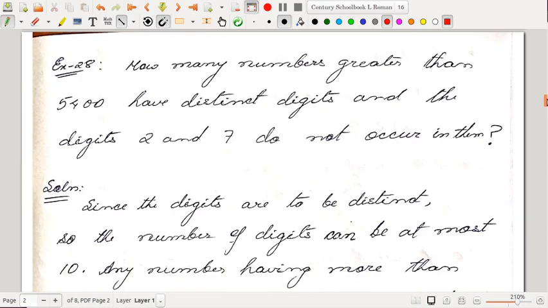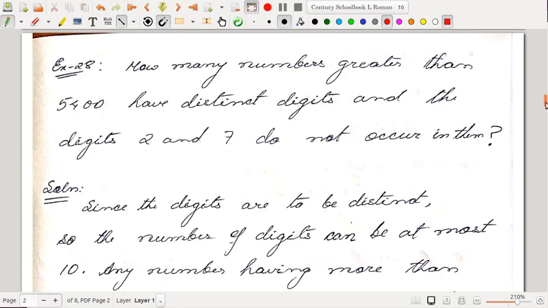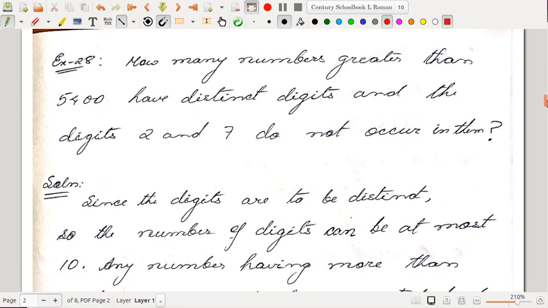And another important problem that I told you, it's exercise 28. How many numbers greater than 5400 have distinct digits and the digits 2 and 7 do not occur in them? So the numbers should be greater than 5400 and 2 and 7 should not be there. One more thing, the digits have to be distinct. So there are 3 conditions. The numbers are greater than 5400, the numbers have distinct digits, that means there is no repetition of digits, and the digits 2 and 7 do not appear.